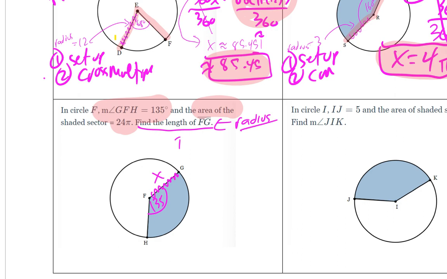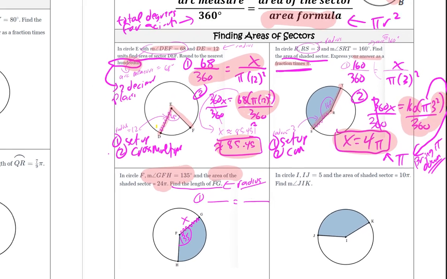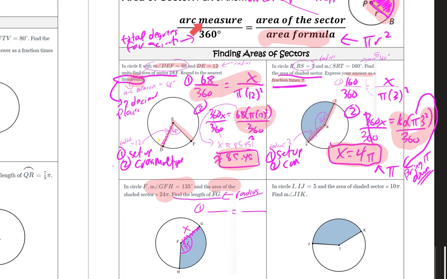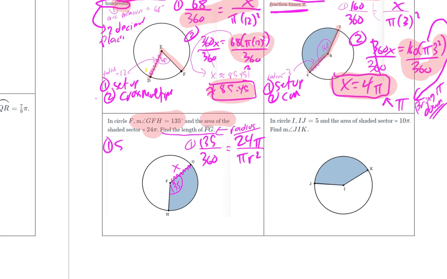All right, so the first thing we need to do is set it up. Okay, so we said we're going to have the arc measure over 360. So what's the arc measure? If that's 135, that means this arc also measures 135, right? So that's going to be over 360. And then the area is this, but we're not trying to find the area. They give us the area is 24 pi, right? Okay, over pi r squared. And we're trying to find the radius, right? So we're going to keep that pi r squared, right? Okay, so that's going to be step number 1 to set it up.